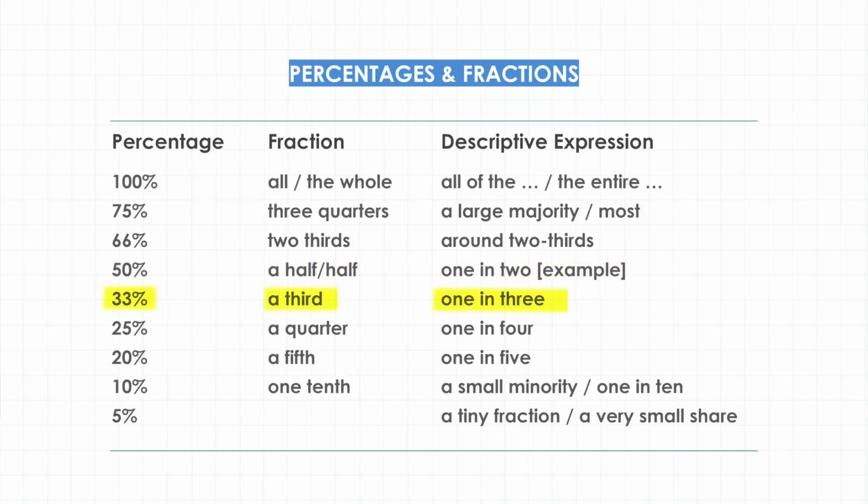33% is a third or 1 in 3. 25% is a quarter or 1 in 4. 20% is a fifth or 1 in 5. There are some more interesting ones. So 10% is 1/10 or a small minority. 1 in 10. And 5% is a tiny fraction or a very small share. Variety in your vocabulary is as important as our next requirement that students often don't pay enough attention to. I'll show you what that is in the next paragraph.